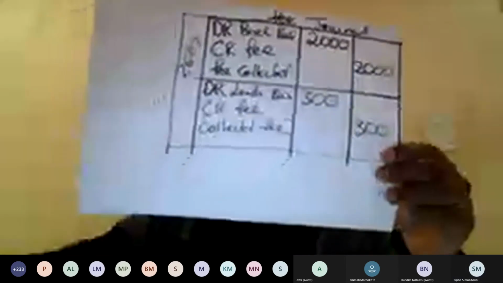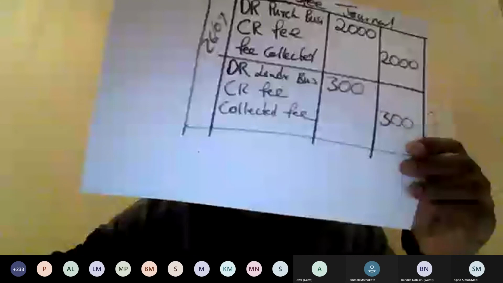Debit the lender business. Do we have the lender's business ledger? No. Let's open another ledger there for the lender, and name it lender business.